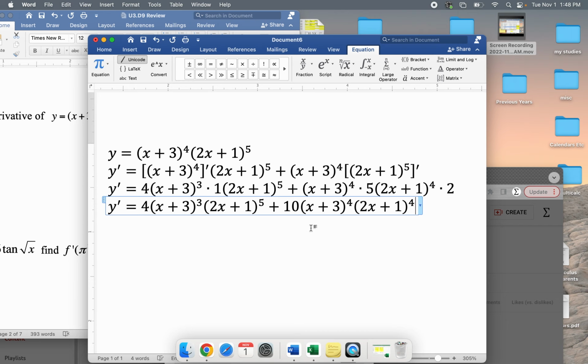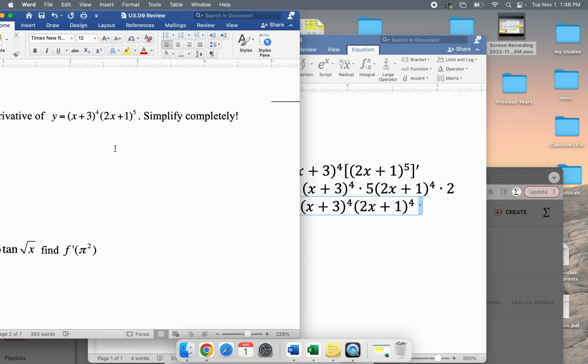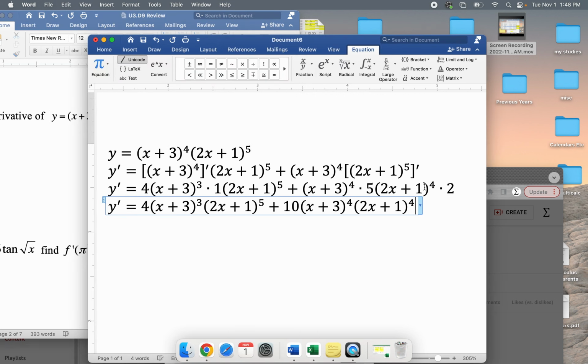And now, of course, it says simplify completely. I assume that means it wants us to pull out common factors. We probably should do that. So let's see. Start with the coefficients 4 and 10. I think the only thing I can pull out is 2, so I'll pull out 2. The largest number of copies of (x + 3) that I can pull out is 3, right? This term only has 3 copies of (x + 3) to give. As far as (2x + 1), the most I can pull out is 4 because this term only has 4 copies of (2x + 1) to give.